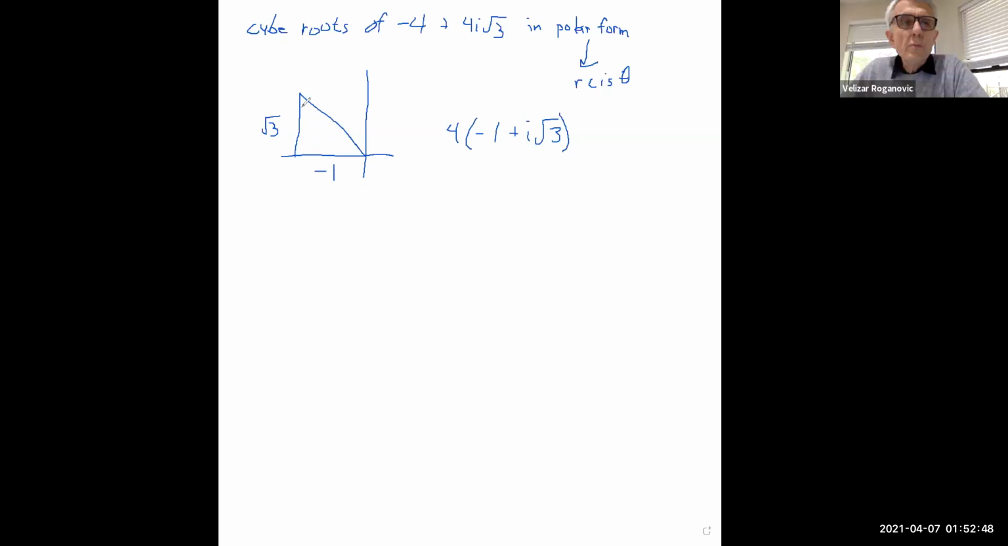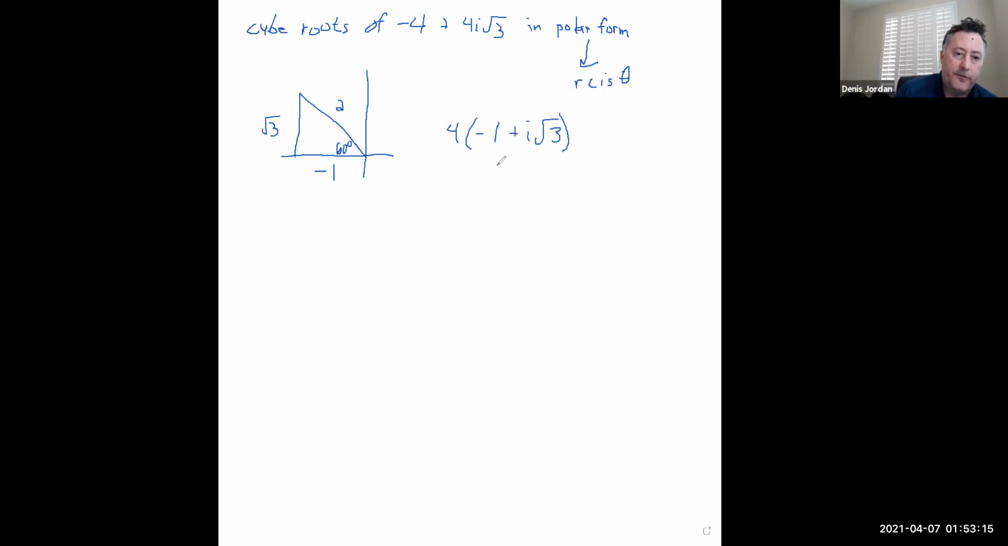Actually, the 30 is up at the top, because the 30 is always across from the 1. And then the 60 is always right across from the root 3. Okay. So it's going to be your 60. So your hypotenuse is now 2.